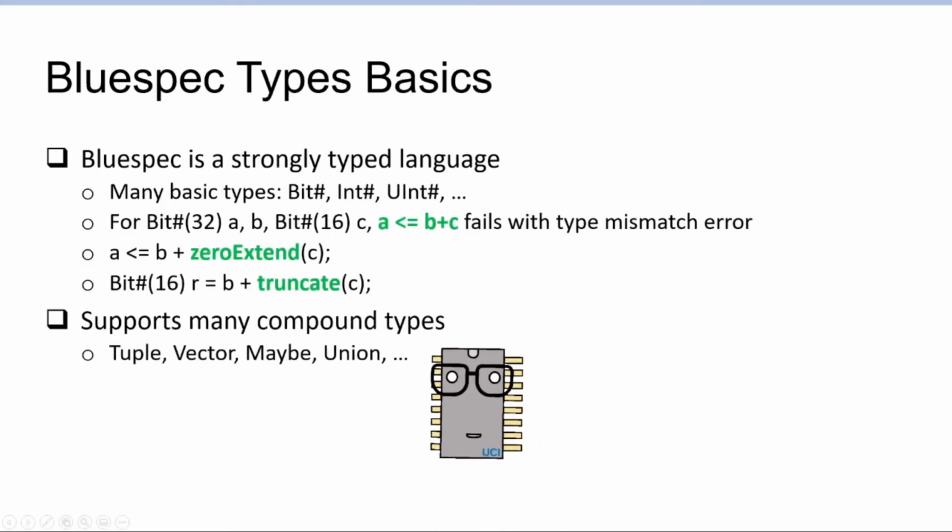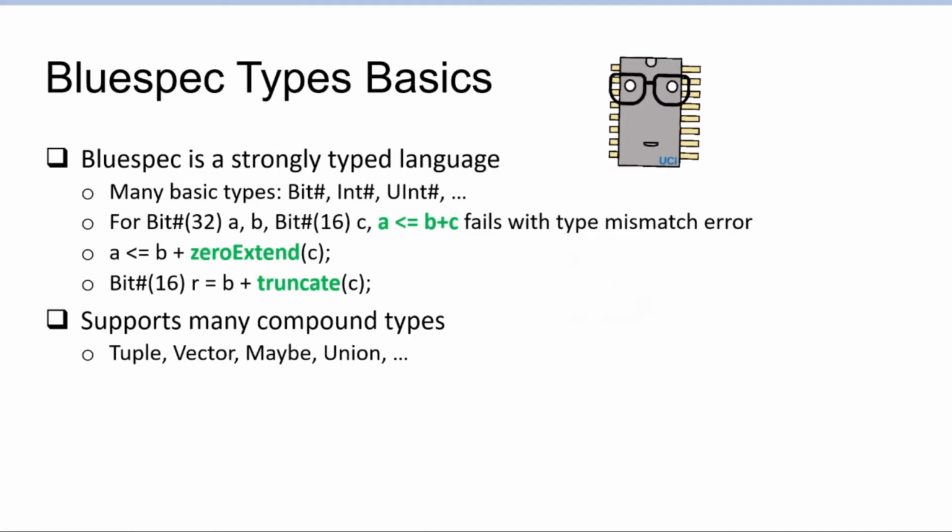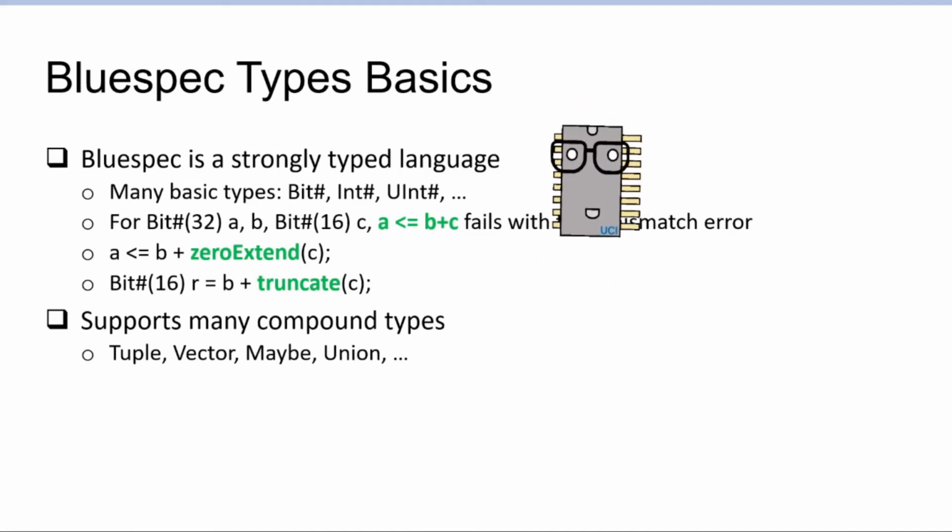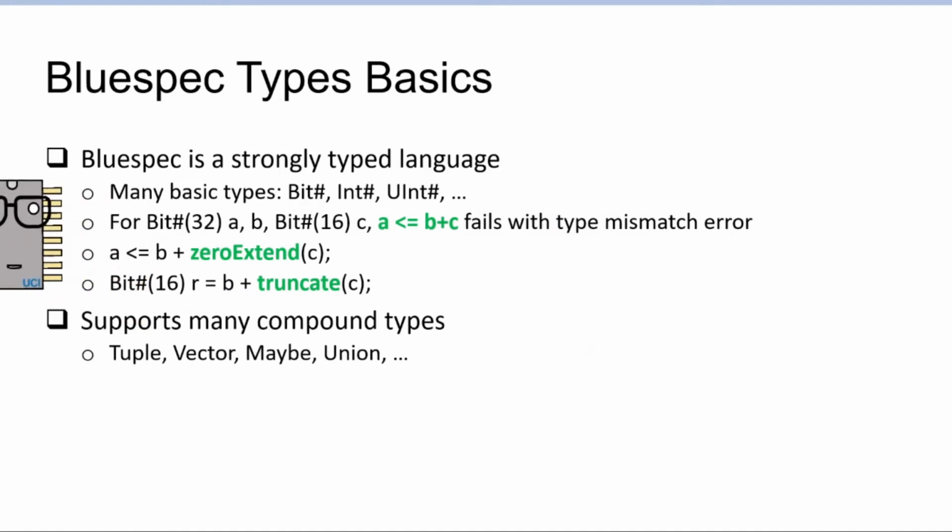So this is just one way to encapsulate a lot of commonly used computation. BlueSpec types. BlueSpec is a strongly typed language, very, very strongly typed language. It has many basic types, bit, int, unsigned int, etc.